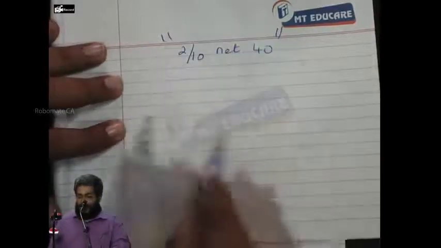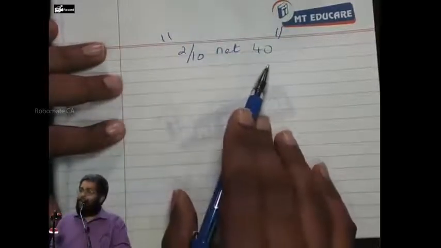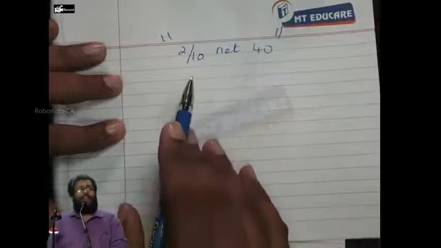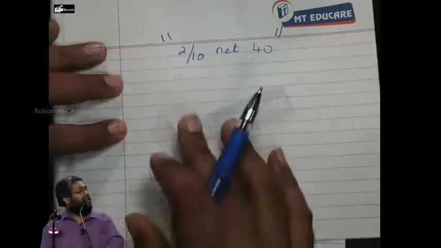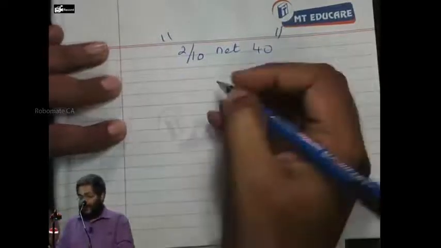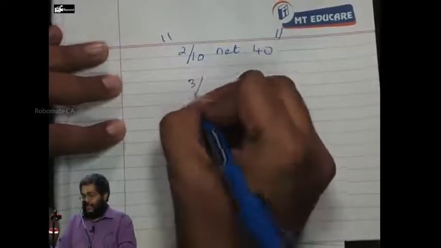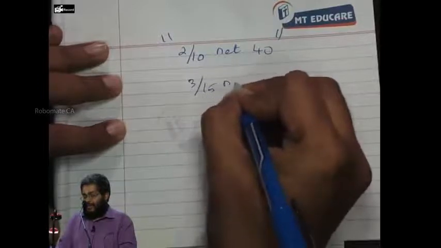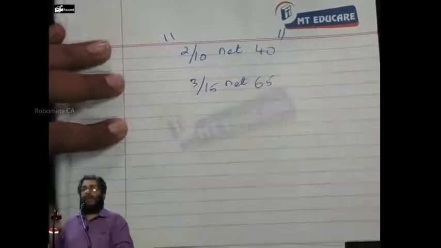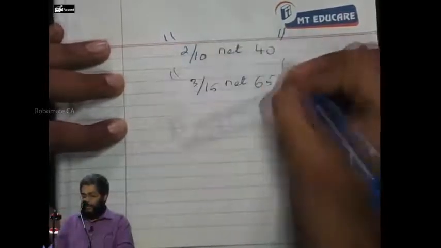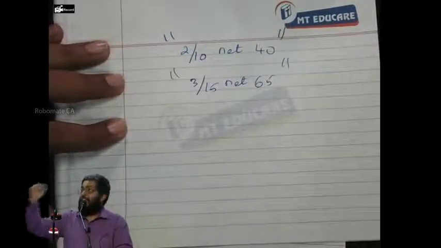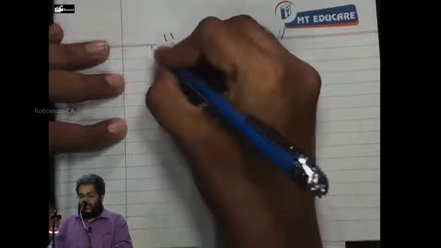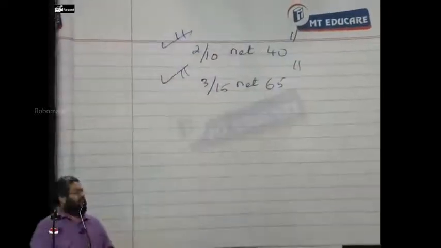Tell me how to read this number here. Normally pay in 40 days. If you pay in 10 days, take how much? 2% discount. Accept or not? No. I'll tell you, you just read and tell me for this: 3 by 15 net 65. What's the meaning of that? Normally pay in 65 days. If you pay in 15 days, take a 3% discount. This is how one should read a cash discount term.